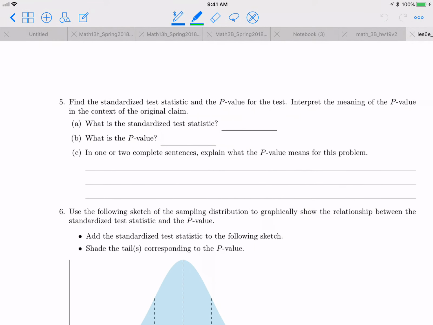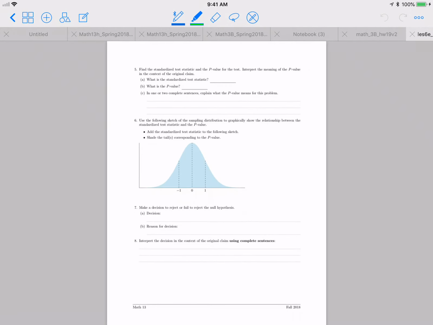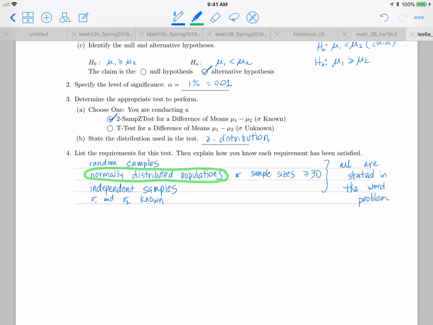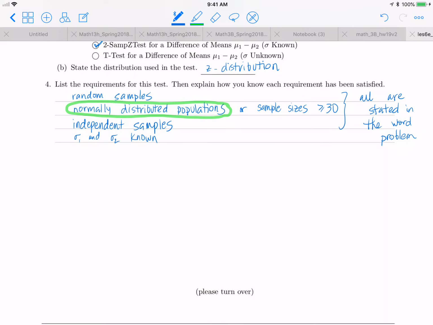Okay. Now, find the standardized test statistic and the p-value for this test. Here we go. Here's our fun part. On your calculator, you're going to go to Stat, then go over to Tests, and then go to 2SAMP Z-Test. And there's a video on how to do this in the links in Canvas. So we're going to go to Stat, go over to Tests, and then you want to go to 2SAMP Z-Test. For me, that's number 3.